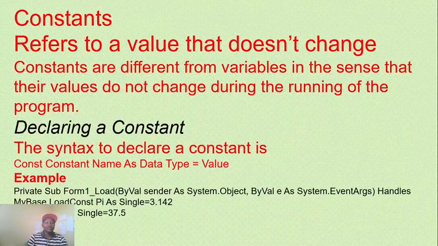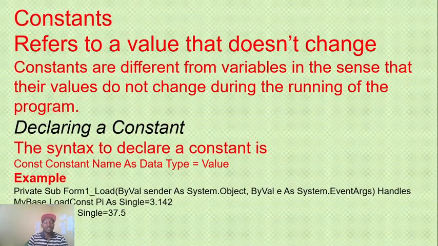Therefore, we can also go ahead and look at constants. This refers to a value that doesn't change. For example, we can use pi in an expression. Pi never changes, therefore it is a constant. Constants are different from variables in the sense that their values do not change during the running of the program. Declaring a constant.